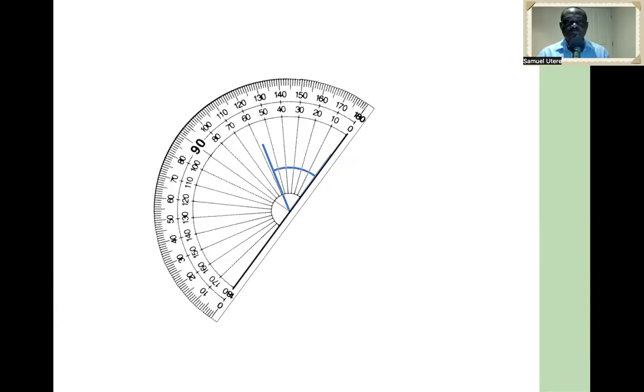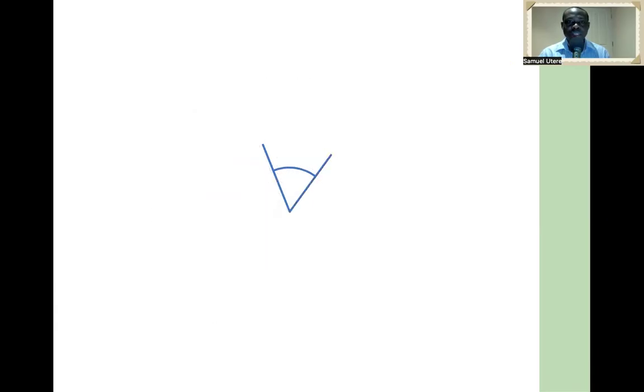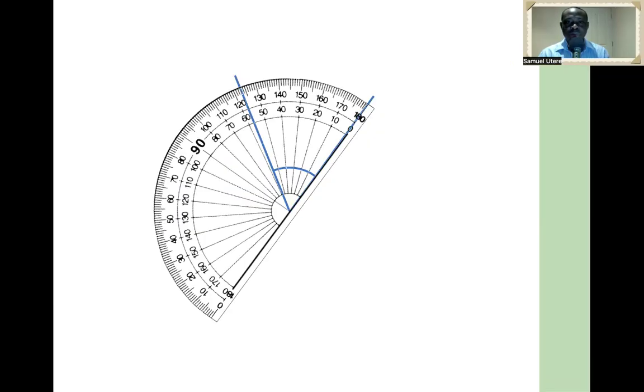Okay, what about this one? We want to measure this angle, but it's a bit challenging because this line does not extend right through to the protractor scale so that we can read it easily. In that case, what you do is you take your protractor off and you extend the line. There's nothing wrong with that. Your angle would still be correct. So you extend the lines. Now you can measure your angle.